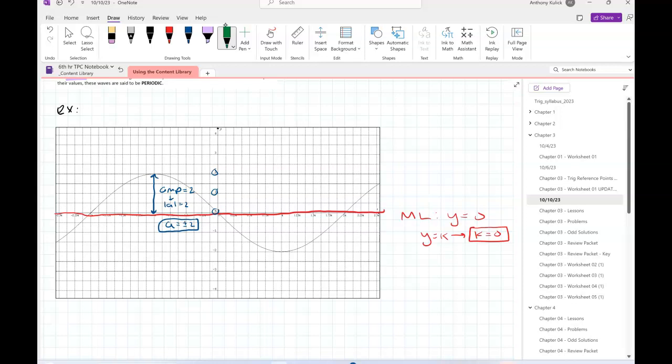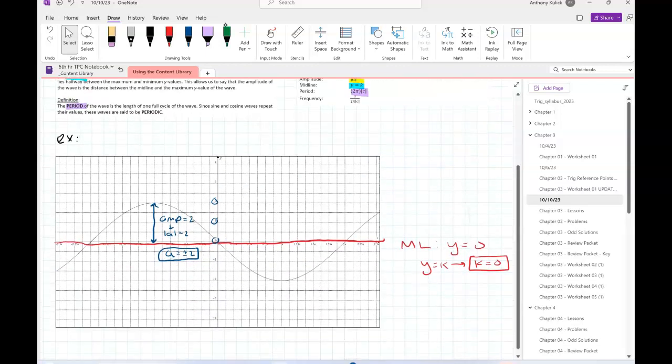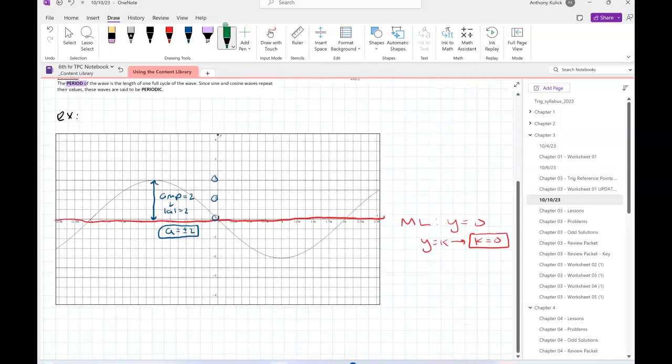The third thing I'm going to look for is the period. So let's go back and read what that says. The period of the wave is the length of one full cycle of the wave. So if I start on the midline, I do an up, and then I do a down, and then I end back at the midline. So that's one full period there. Thank you.